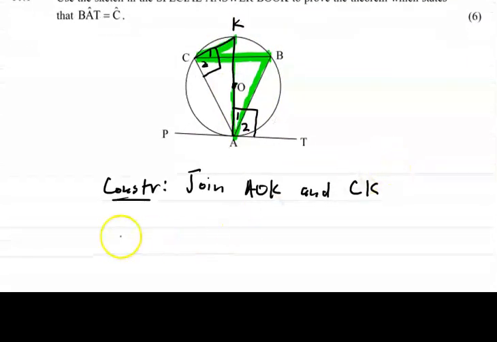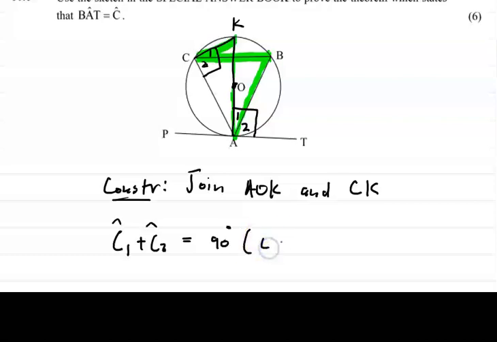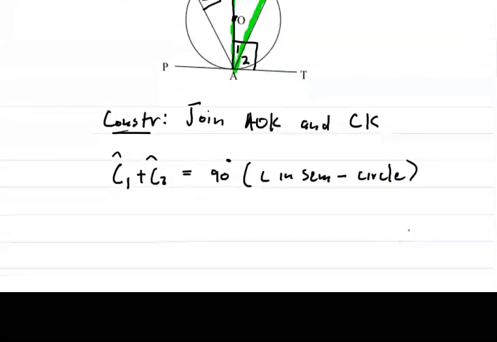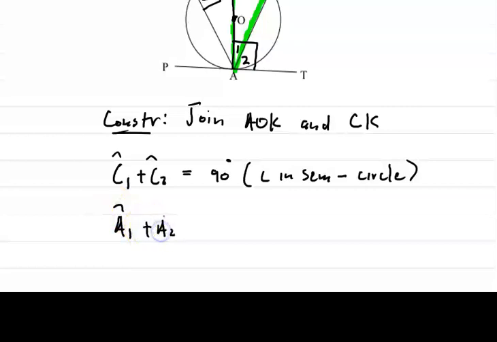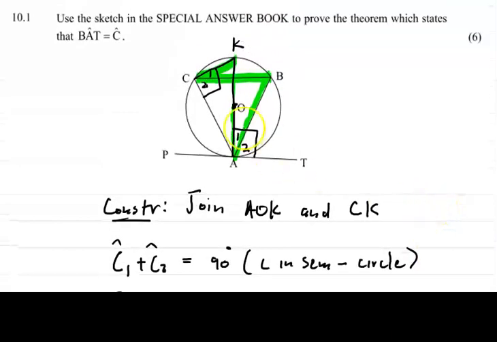So let's write our proof down. So now we'll say C1 plus C2 is equal to 90 degrees. The reason there is angle in semicircle. Then we're going to say A1 plus A2 is equal to 90 degrees. That is because the tangent is perpendicular to the radius. Then we're going to say that C1 is equal to A1, angles in the same segment.